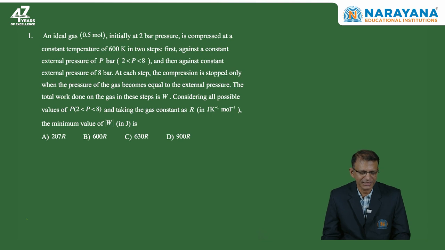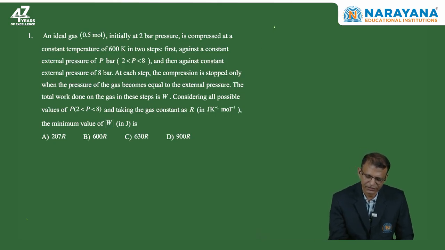The first question is: an ideal gas initially at 2 bar pressure is compressed at a constant temperature of 600 Kelvin in 2 steps. First, against a constant external pressure of P bar, where the P value lies between 2 to 8 bar, and then against a constant external pressure of 8 bar. At each step, the compression is stopped only when the pressure of the gas becomes equal to external pressure. The total work done on the gas in these steps is W. Considering all possible values of P and taking the gas constant as R, the minimum value of magnitude of work done in Joule is. So this type of question we are doing, but there is a twist in the question.